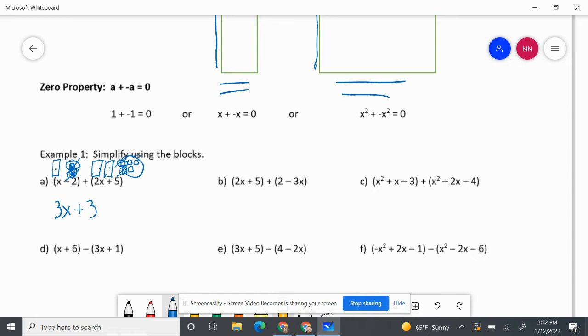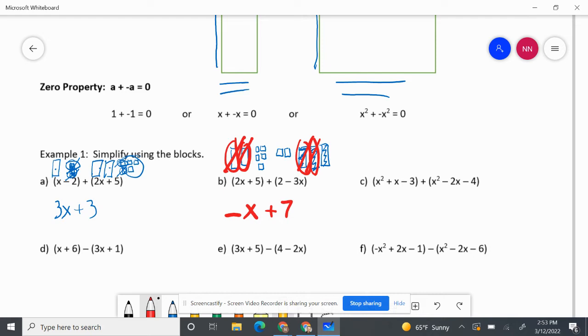Now for the next one, what we have is 2x. So we have 2 x's, and we have 5 positives. And then we have 2 positives. And we have 3 x's. But this is a -3. So what I like to do is just fill it in, just letting it know that those are not positive, those are negative. Now, when we're looking at this, once again, I'm using zero property. So I have an x and a -x, and they become 0. I have an x and a -x, they become 0. So I'm left with a -x. Now I have 5 positives and 2 positives, so that would be a total of 7 positives.